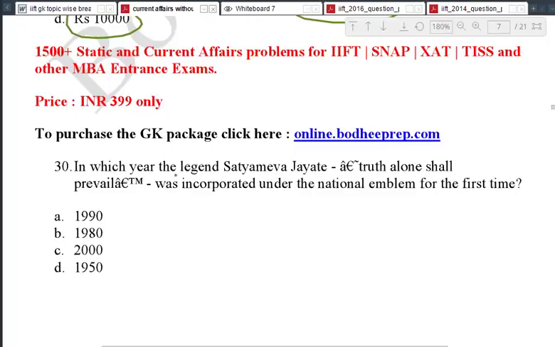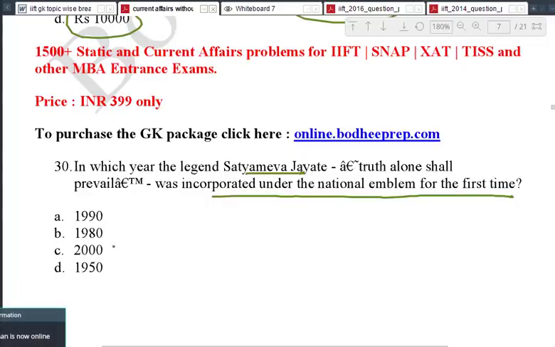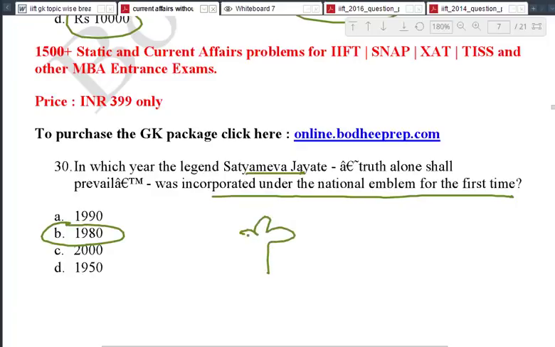In which year was the legend Satyamev Jayate incorporated under the national emblem for the first time? God knows, I don't know why they issued this. The answer is 1980. We had the emblem, right? The three lions. We had the emblem, the three lions.